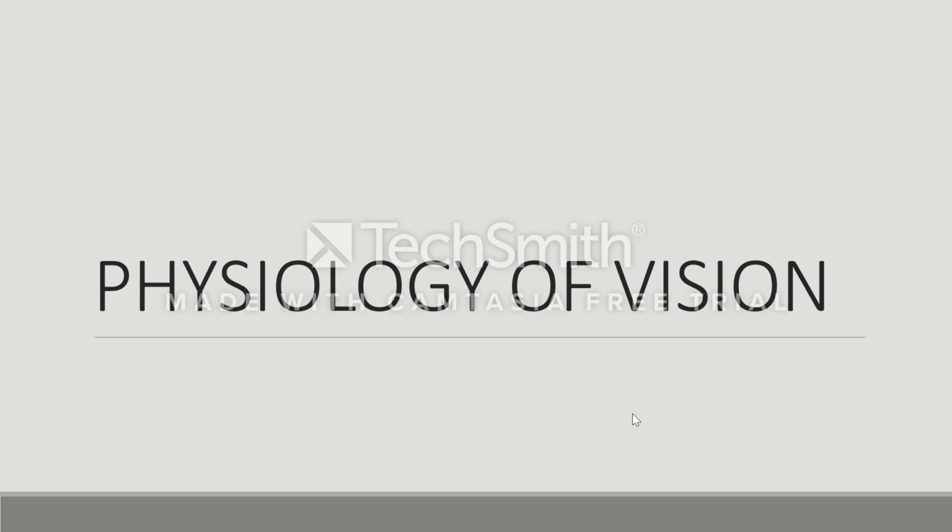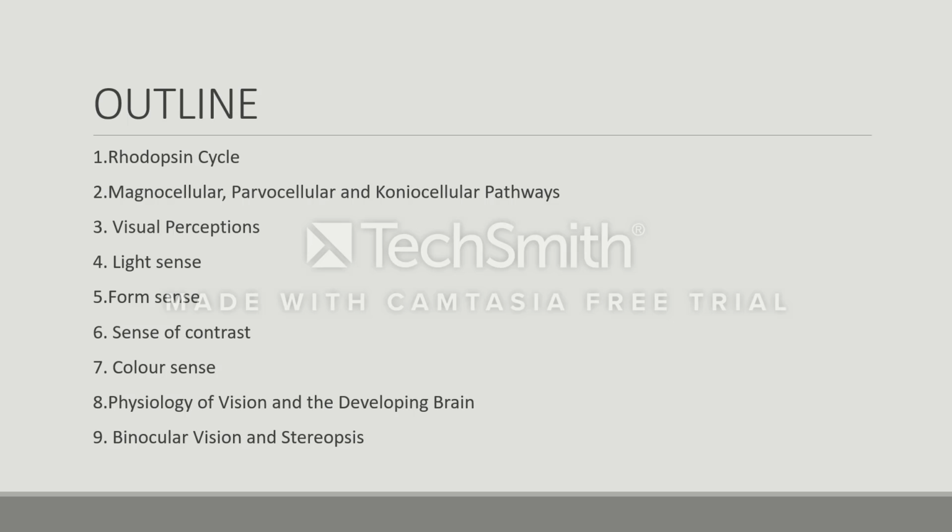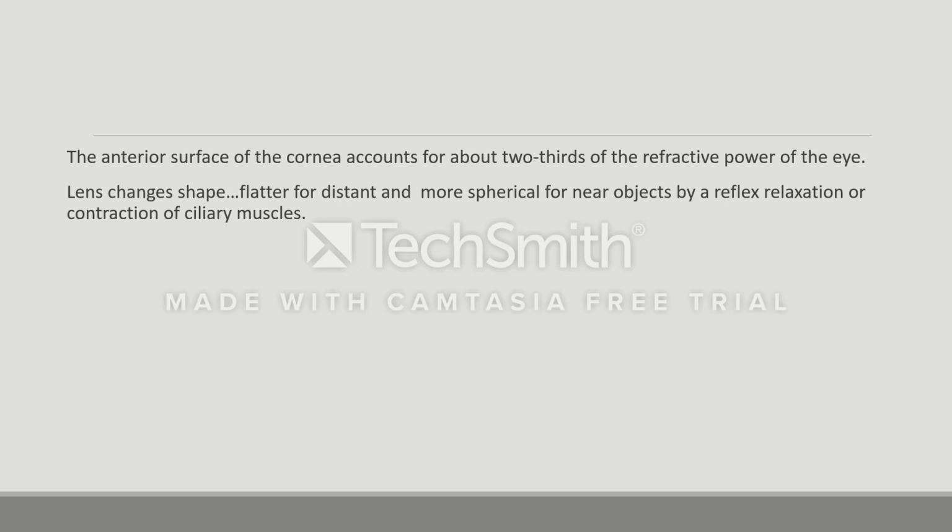This video is based upon chapter 3 from Parsons, which is the book of ophthalmology. The outline of this chapter is: first there is a description about the rhodopsin cycle, then the magnocellular, parvocellular and koniocellular pathways and so on. In this video we'll just be discussing the rhodopsin cycle. The rest of the topics will be discussed in the subsequent videos.